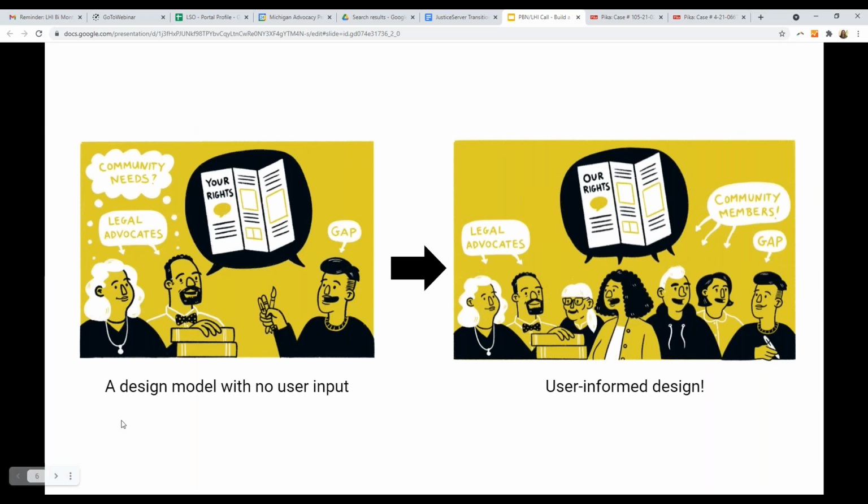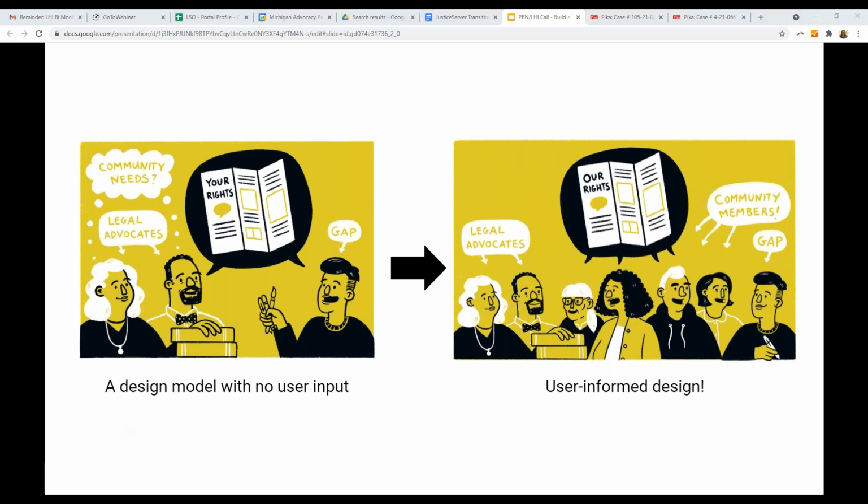So the process that we're really trying to advocate for, that many are advocating for, is really shifting from a design model where there is no user input to bringing the people who are actually using the resources that you are creating into the process. And we'll go through the process at a high level and highlight some of these opportunity areas.